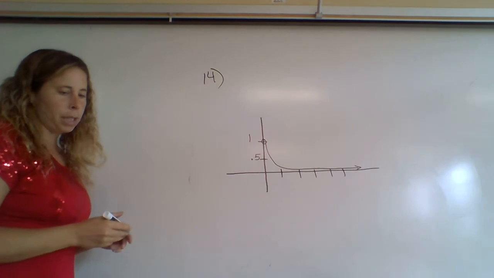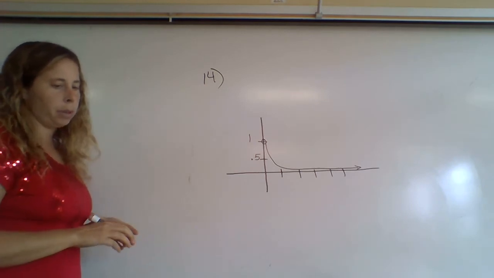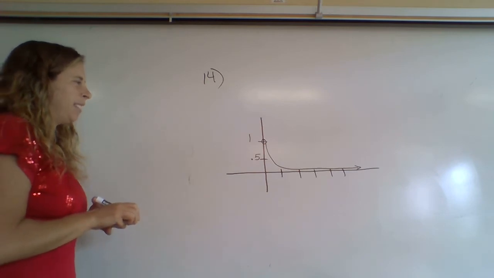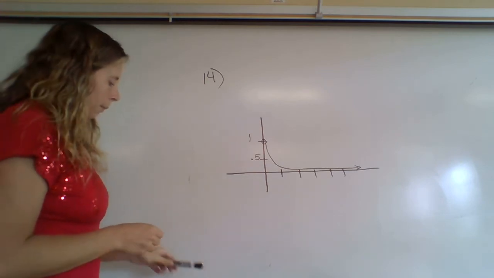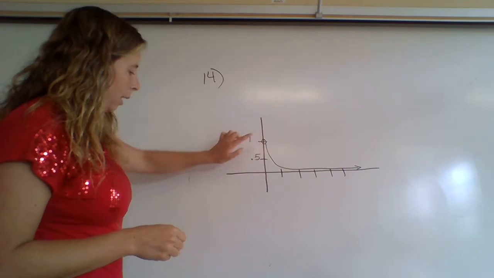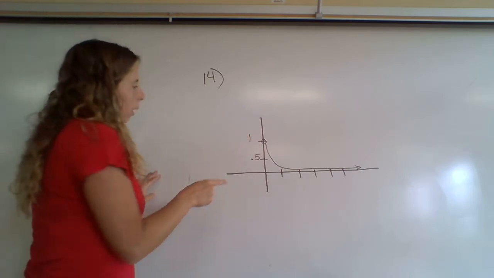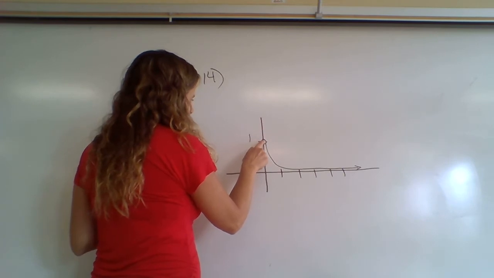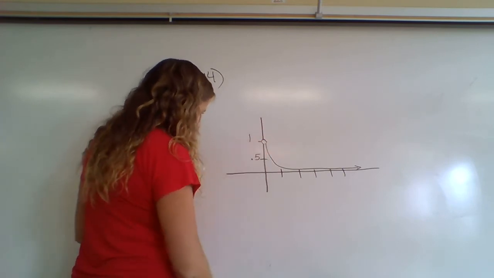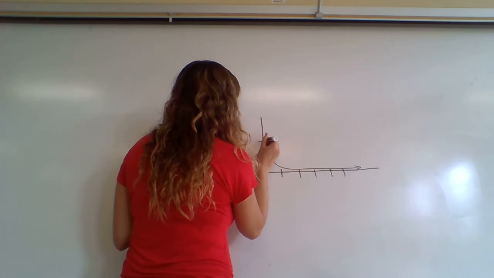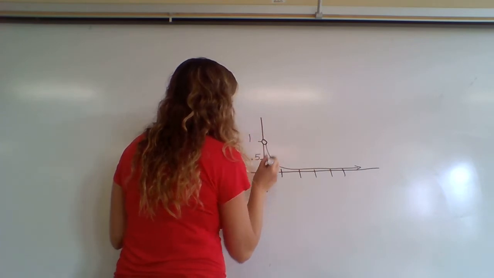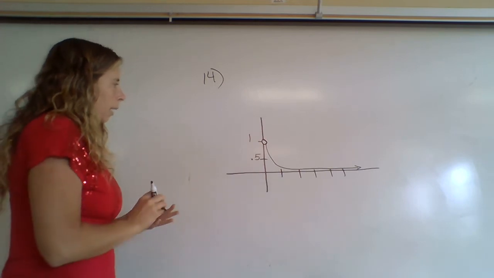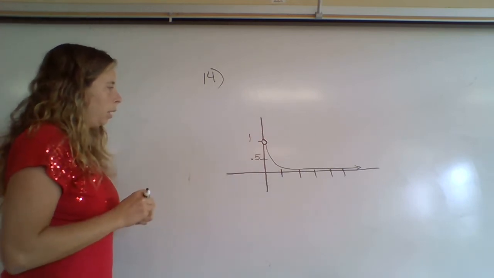Okay, this is number 14. You have to state the domain, range, max, minimum, and any intercepts. Notice that I made this really big. Oh, it doesn't look that big. This is not filled in. It should be like that. Okay, this is a hole. We'll get back to that. Actually, what are we going to do first?